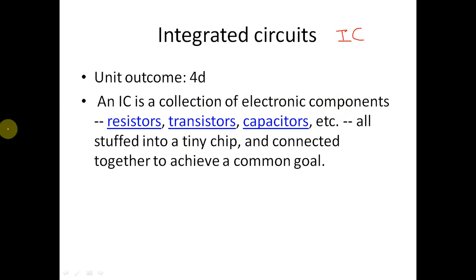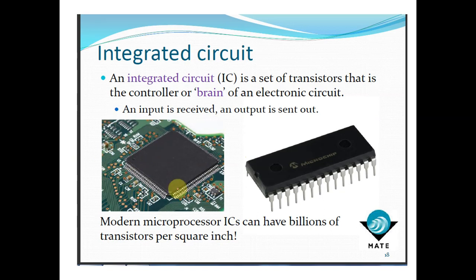It is a collection of electronic components such as resistors, capacitors, transistors, etc. All these are stuffed in one chip and connected together to achieve a common goal. All these resistors, transistors, capacitors integrated in one chip is called the IC. This is the symbol of IC.